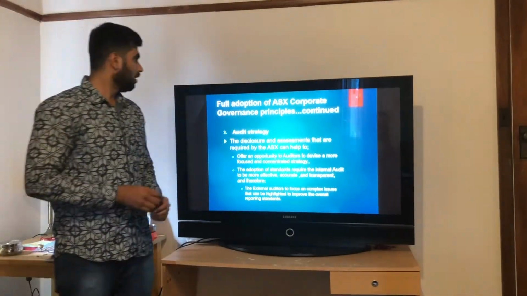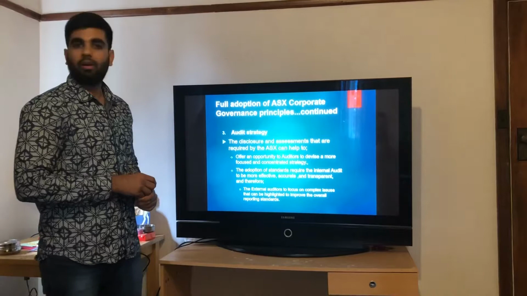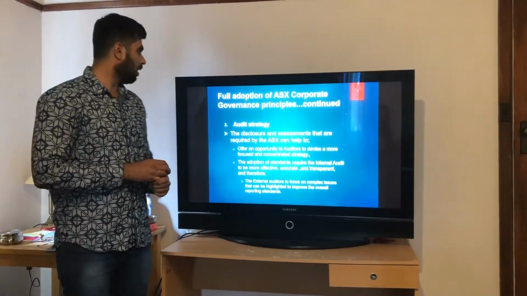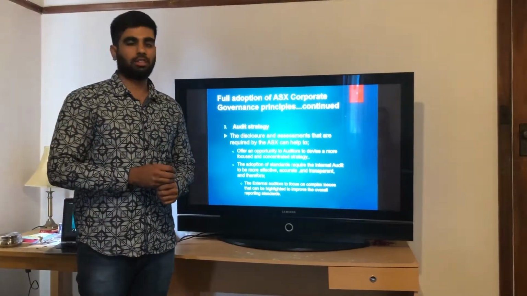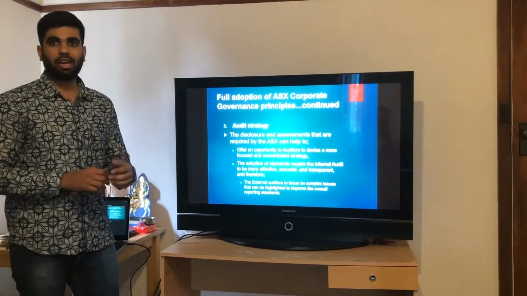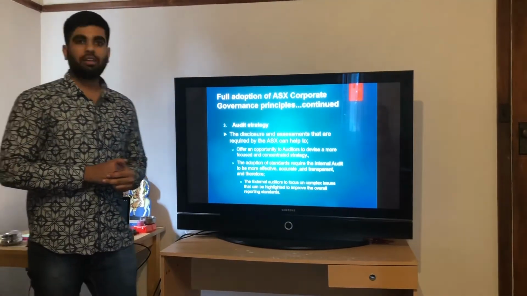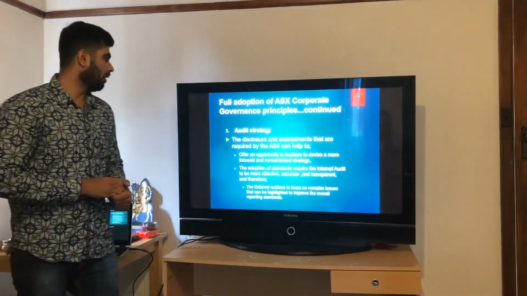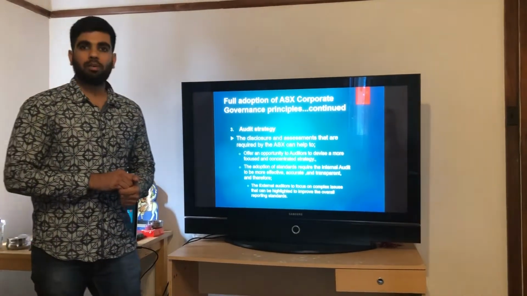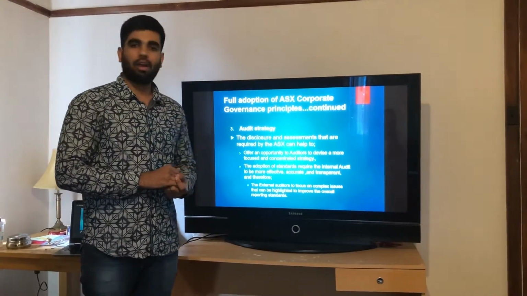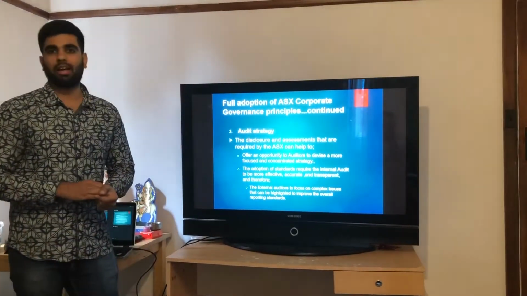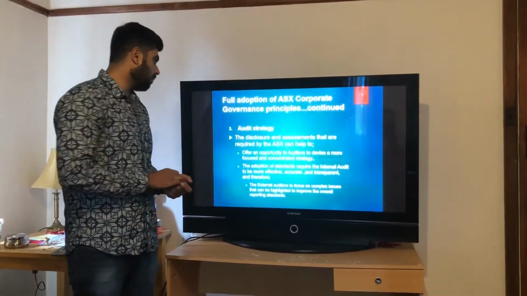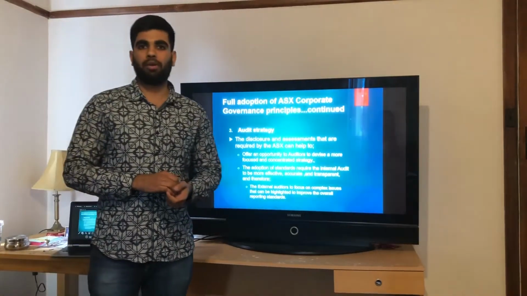Moving on to the next slide, we have auditing strategy here. The disclosure and assessments that are required by the Australian Securities Exchange can offer an opportunity to auditors to devise a more focused and concentrated strategy, and the adoption of standards requires the internal audit to be more effective, accurate, and transparent, and therefore the external auditors can focus on complex issues that can be highlighted to improve the overall reporting standards.